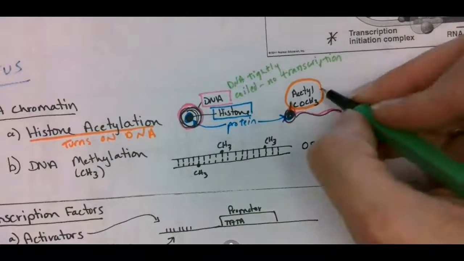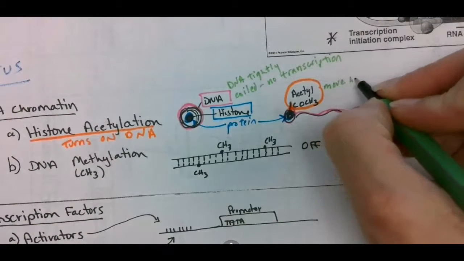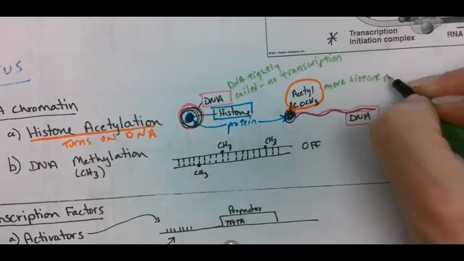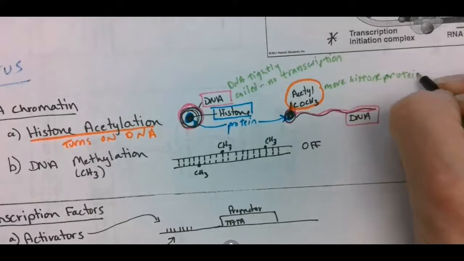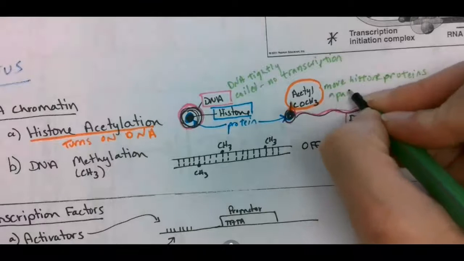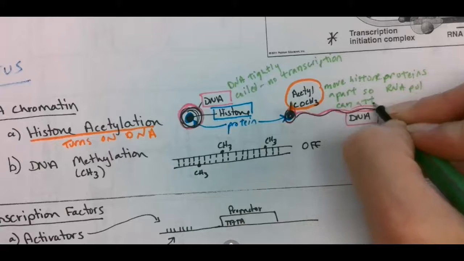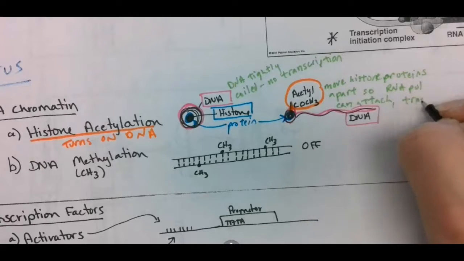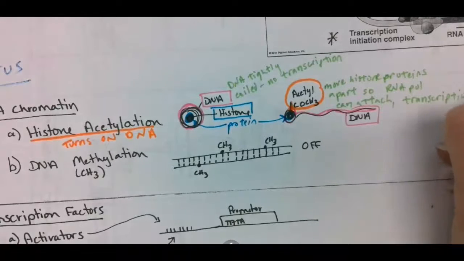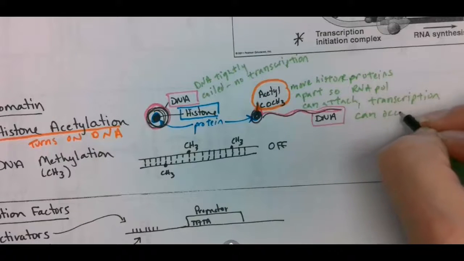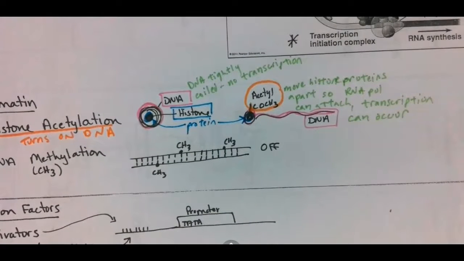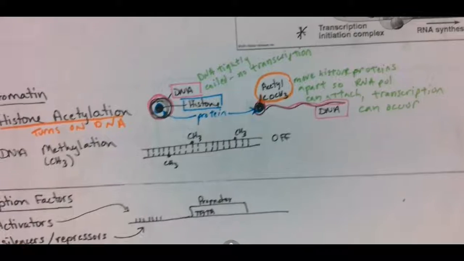So these acetyl groups basically move the histone proteins apart so RNA polymerase can attach and transcription can occur. So again, acetylation turns genes on. What about if you want to turn genes off? You have to do something called DNA methylation. DNA methylation turns off the DNA.